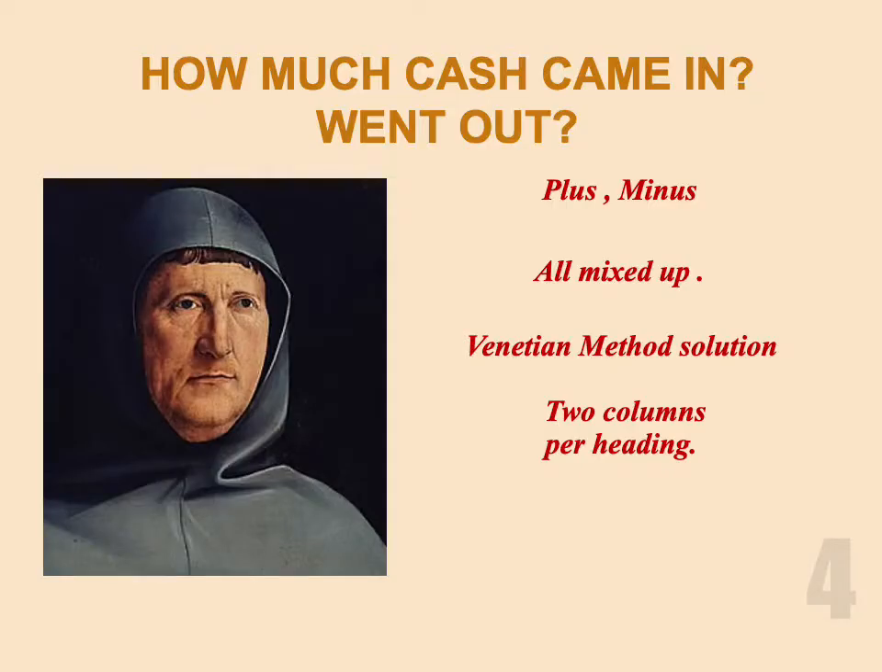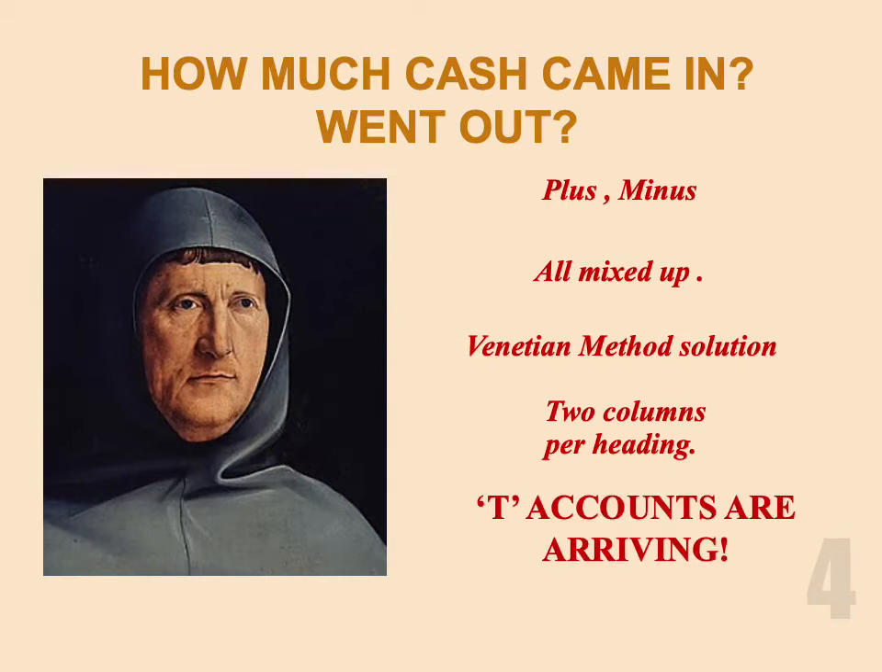To solve the problem as to how much came into an account and how much went out of it, Pacioli found the Venetian method had introduced two columns, one for the plus items and one for the minus items. This is getting very close to the T accounts that you might be used to. So Pacioli said, okay, I'll do the same with my worksheet. So let's have a look at it.